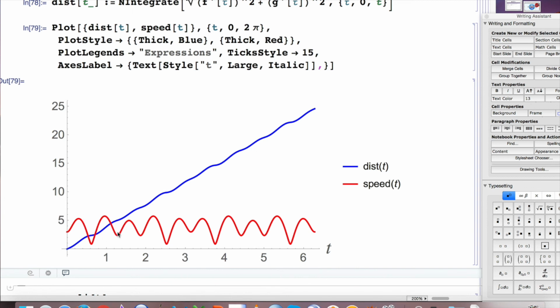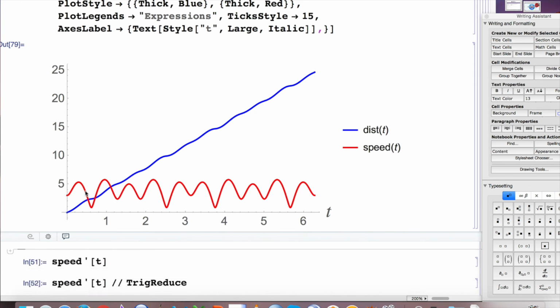The speed is always positive, but it's going up and down, which should make sense. The motion for the Lissajous curve was speeding up and slowing down a lot. The distance traveled function has to always be increasing because the speed, its derivative, is always positive. So this blue graph's always going up, but it is sometimes concave up when you're speeding up and sometimes concave down when you're slowing down.